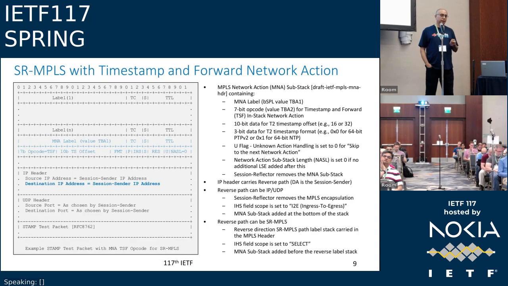How do we do it for MPLS? Thanks to all the great work done by the MPLS working group, we adopted the MNA solution at the last IETF. We're using that, defining a new opcode for this behavior, and that's basically it. With MNA, it carries the opcode to do this behavior. If the return path is IP UDP, then it is at the bottom of the stack. If the return path is SR-MPLS, then it would be just before the reflector label. So you have select scope for it. This is just using the existing solutions from MNA.